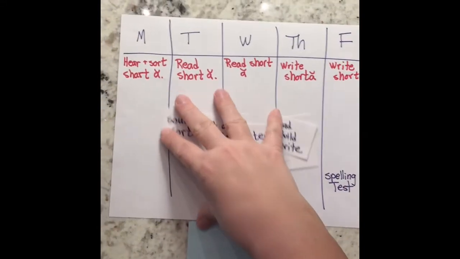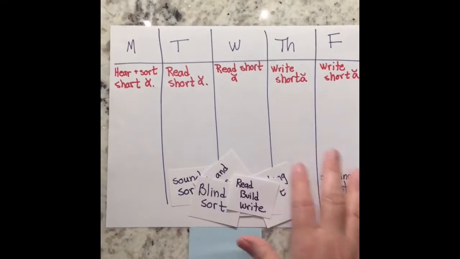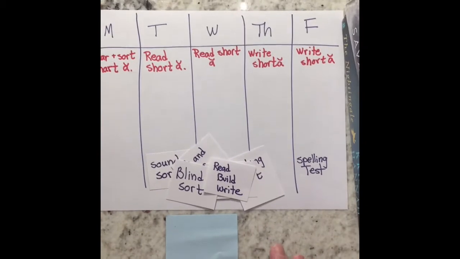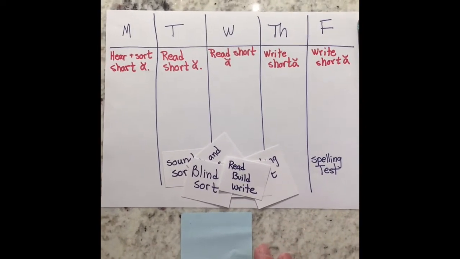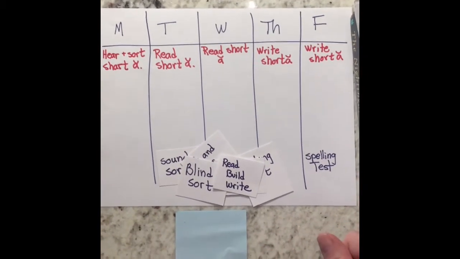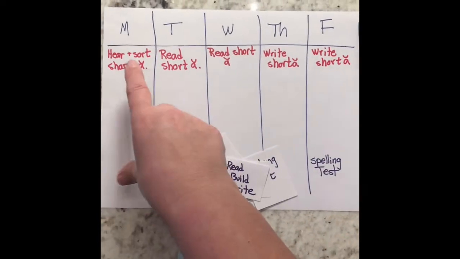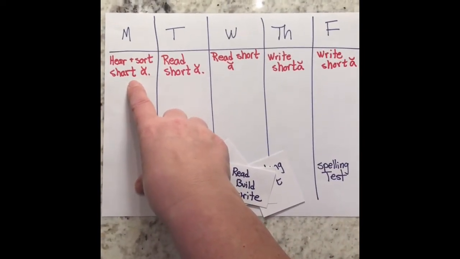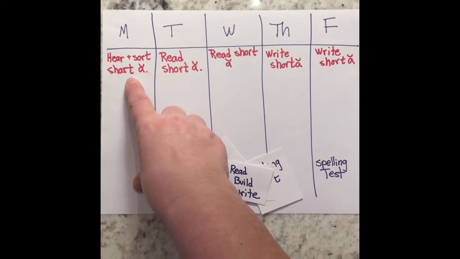Okay, so what we're really working on is thinking about teaching short vowels over a 5-day period. And over the course of the week, you're going to have different goals. So in red, I've written out my goals. On Monday, I really want kids to just be able to hear and sort that short A sound.